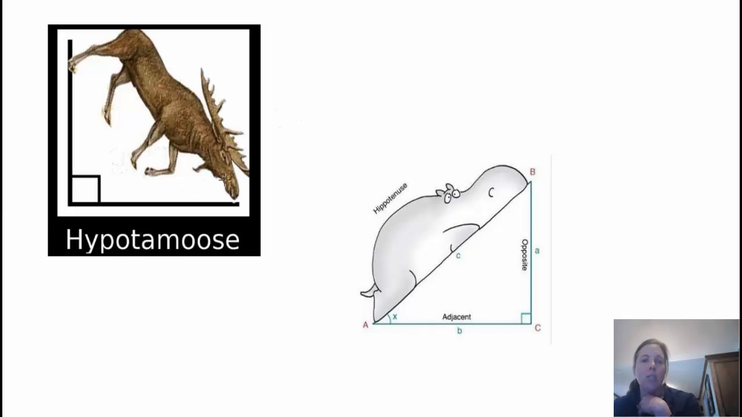Have a few little pictures for you. Been waiting to use these cute hypotenuse.